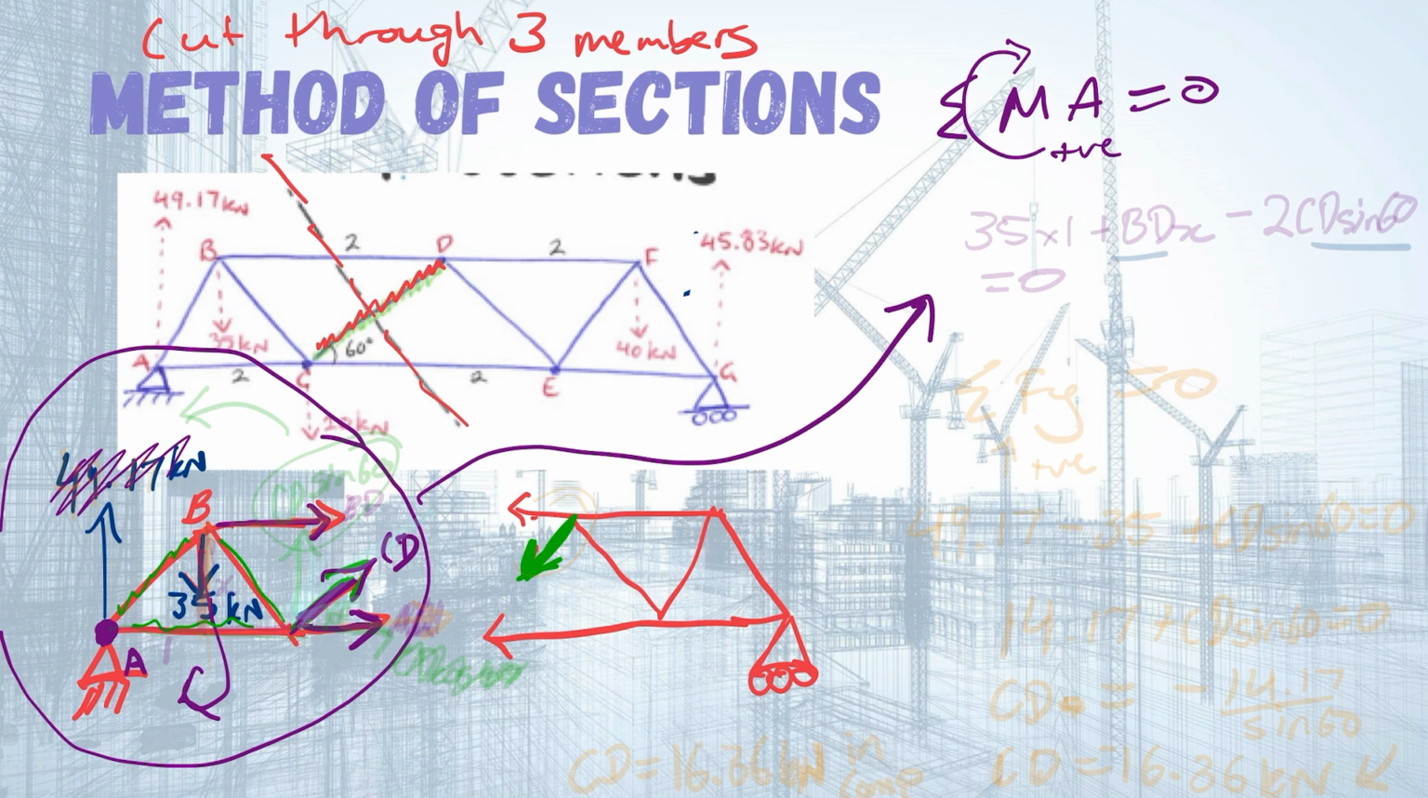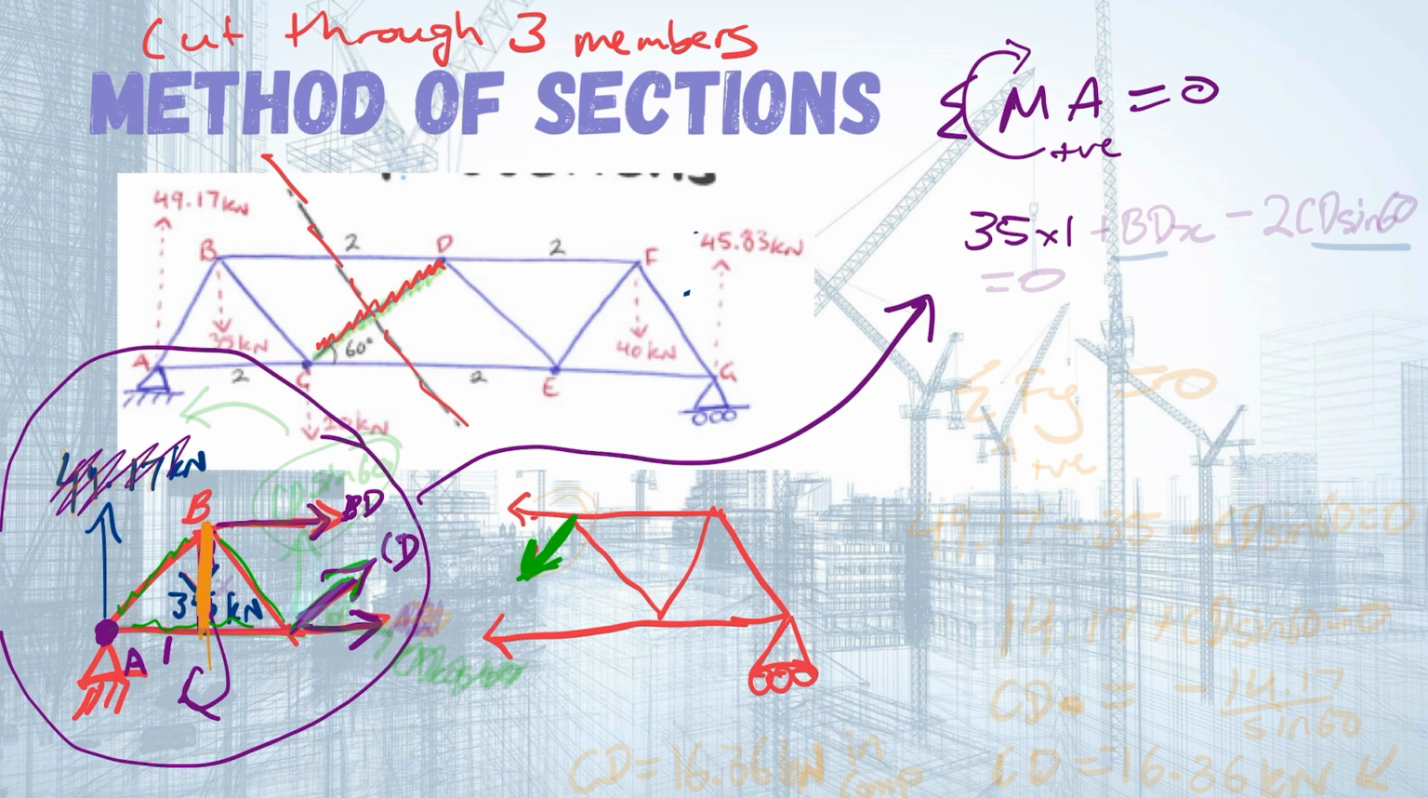So B is at a distance of 1 from A. So 35 times 1, and it's in the positive. And the next one, this is member CBD, and that's at a perpendicular distance of, so it's going to be this distance here. This distance here is what we would have to calculate, and we'll be able to find that using Pythagoras' theorem.